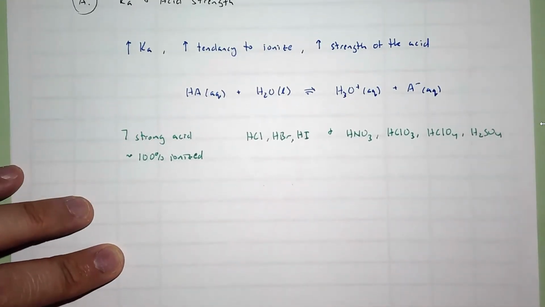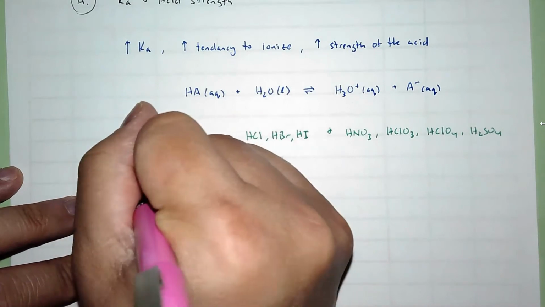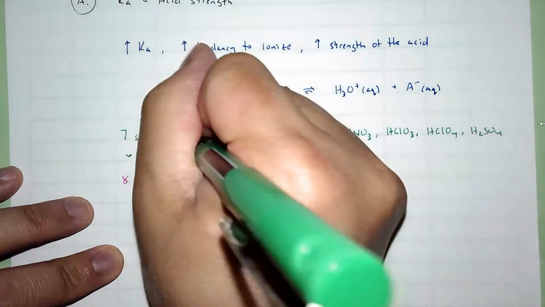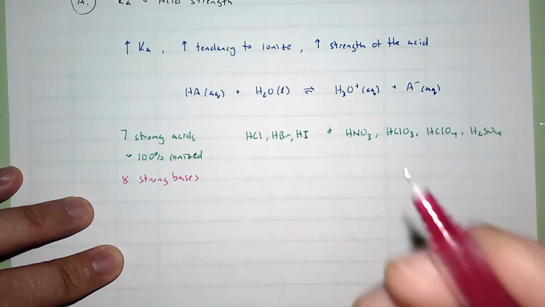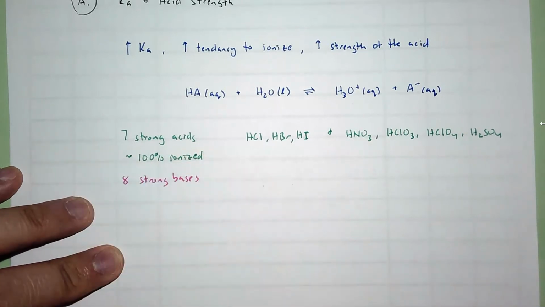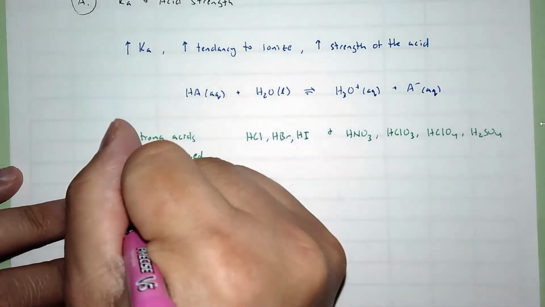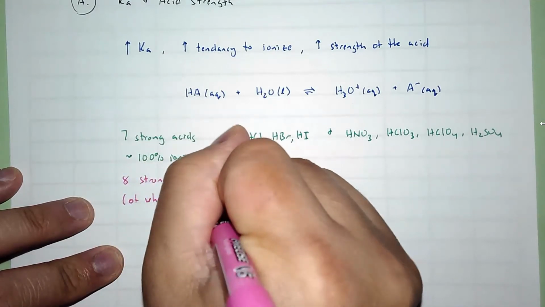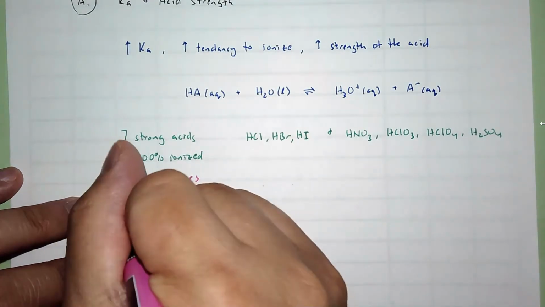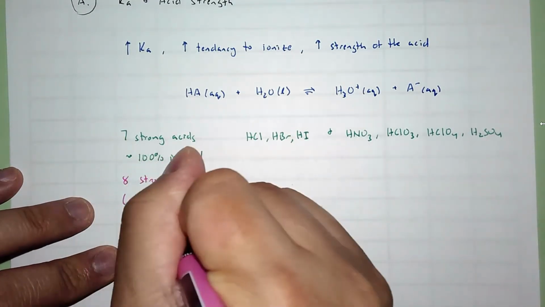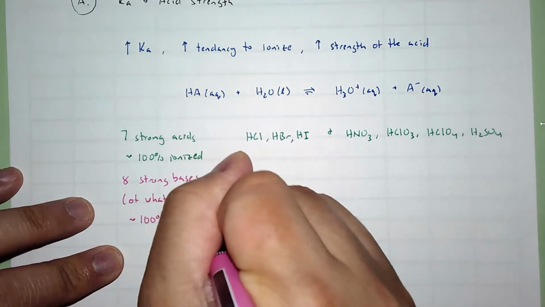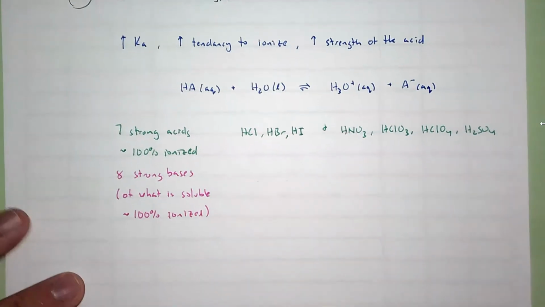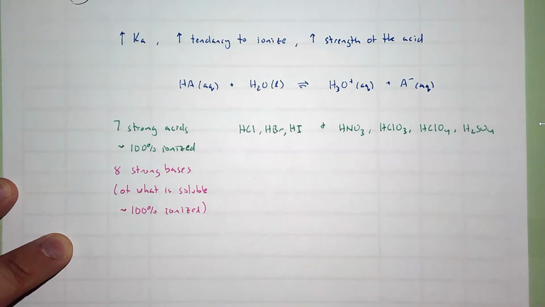Okay, and then the 8 strong bases. Again, you're going to assume that it's 100% ionized, but I'm going to put a little disclaimer of what is soluble. 100% of it is ionized. For some of these metal hydroxides that are bases, they're not fully soluble.